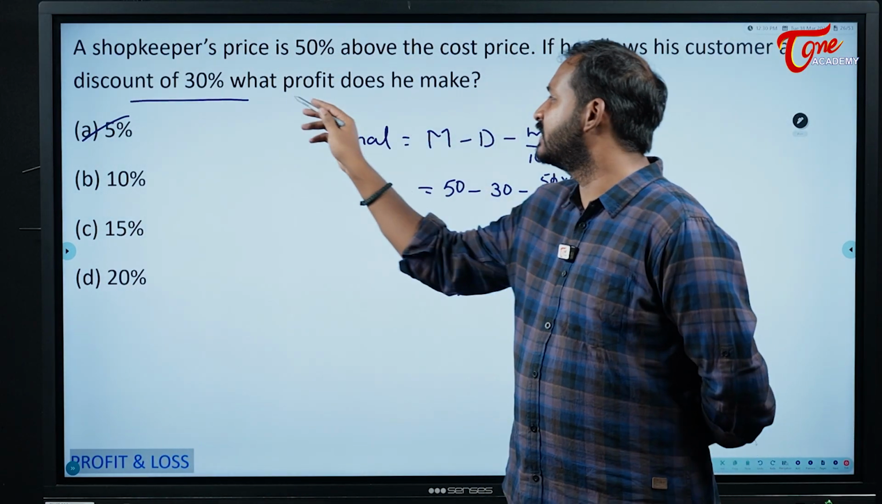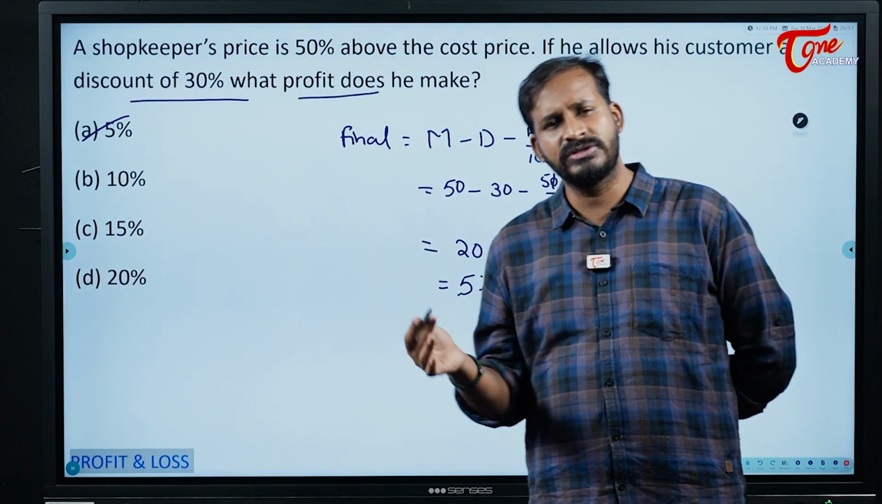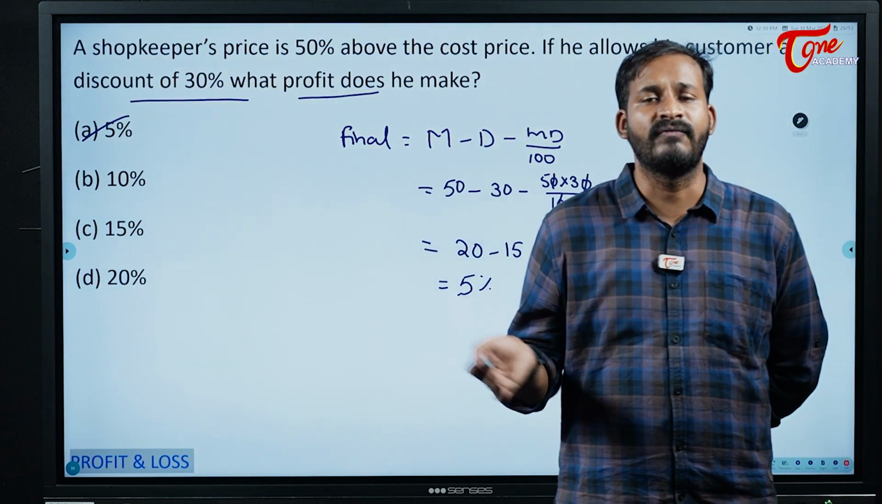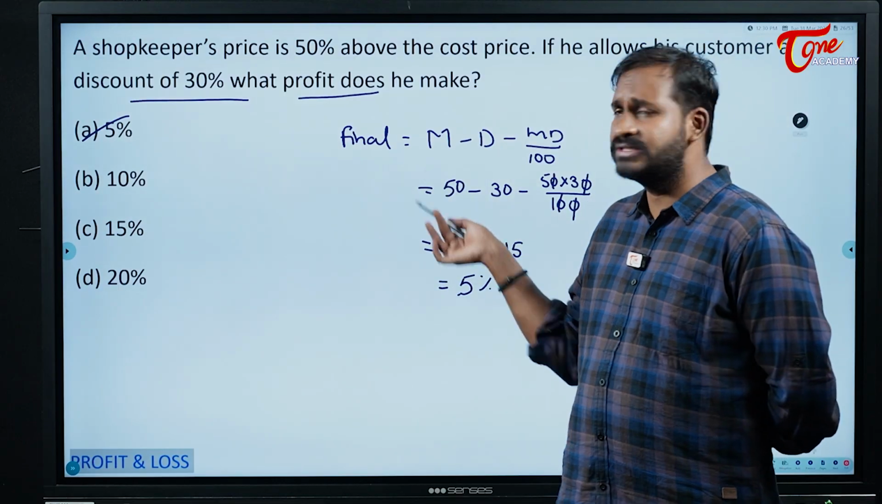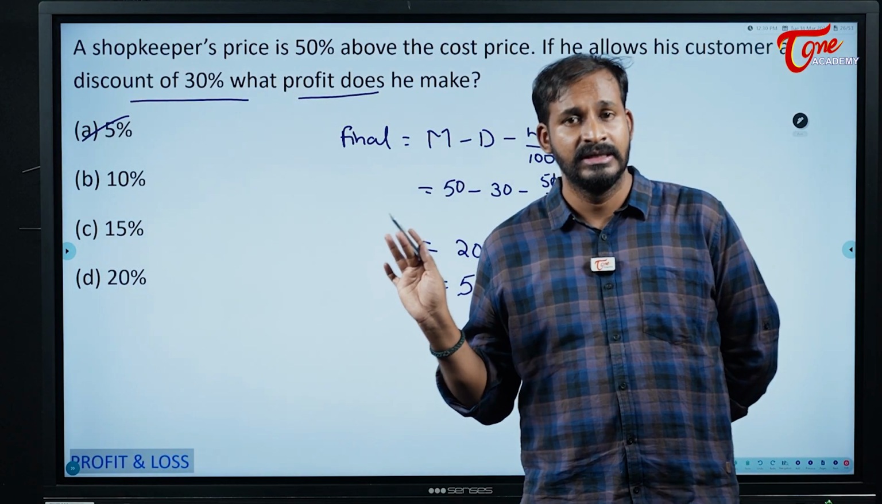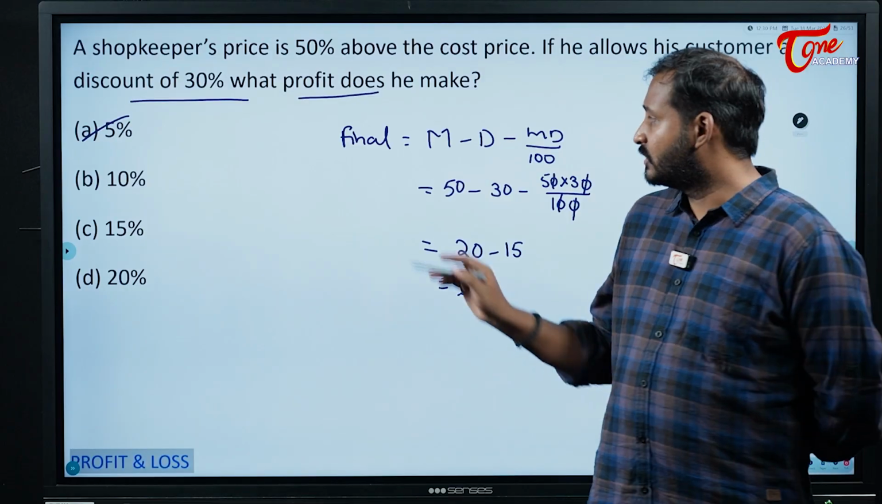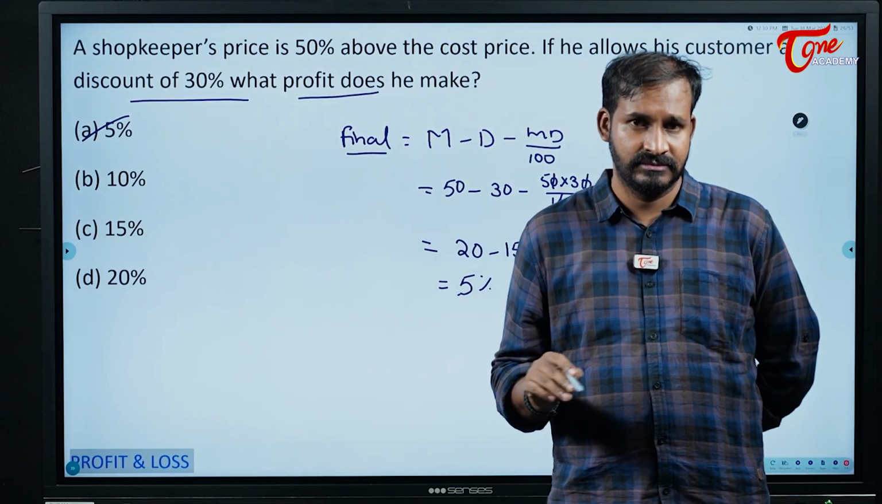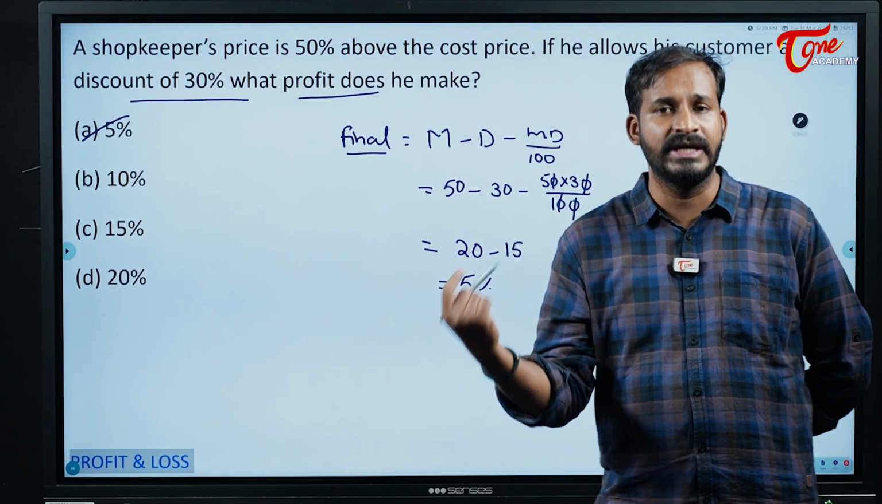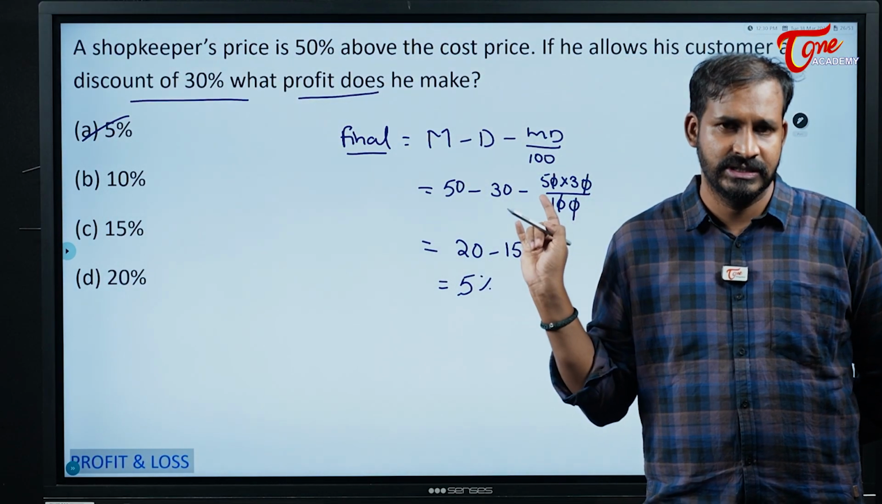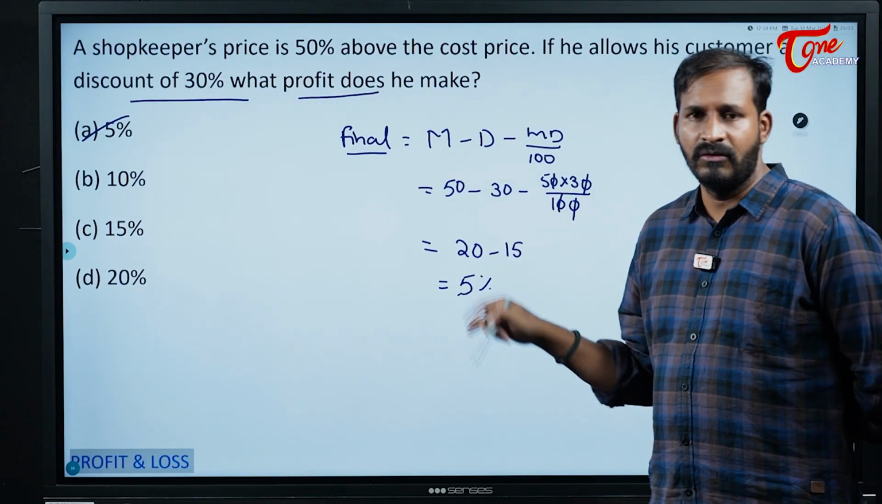See students, sometimes in the question they will mention, but in most of the times they will ask what is profit or loss percentage. Very rarely they will conclude whether it is profit or loss in the question itself, but generally it will not happen. So, that is the reason I am using the word final. Based on the value which we will get here, if we get a positive value, we call it as profit. If we get a negative value, we call that as loss. Remember this one carefully.